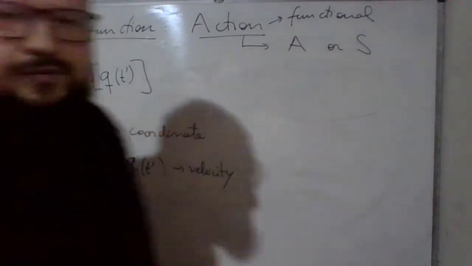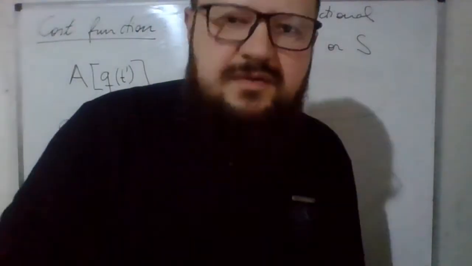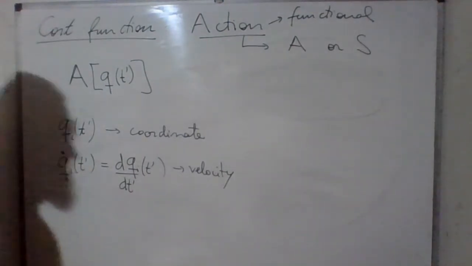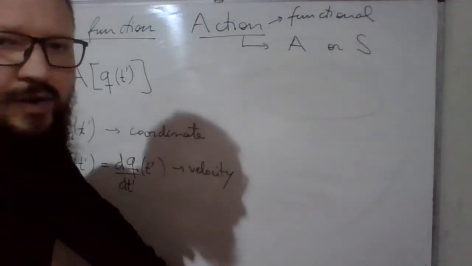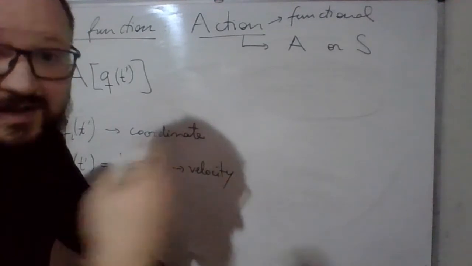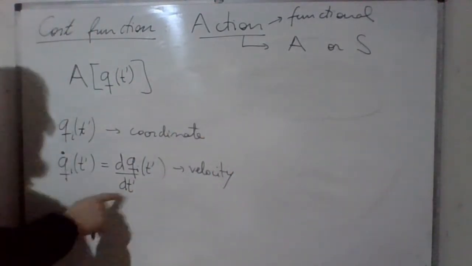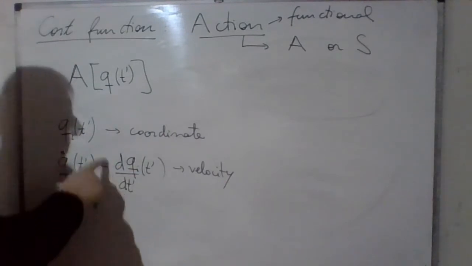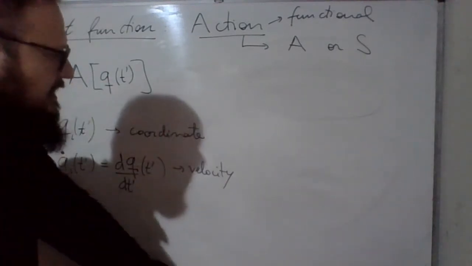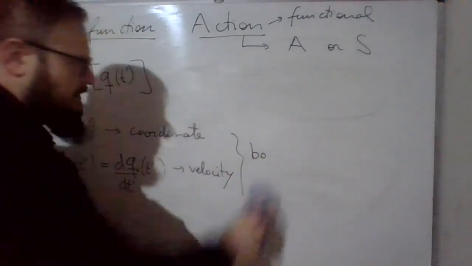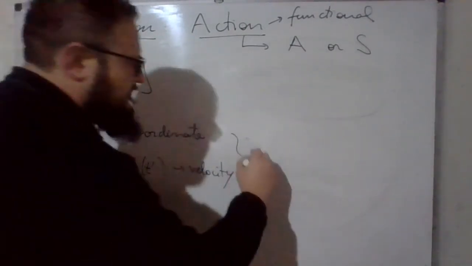Okay, well, but I will drop the indices to make it simpler and easier to understand here. So we have a coordinate and the velocity, which corresponds to the derivative of this coordinate. They are both independent. They are independent variables.